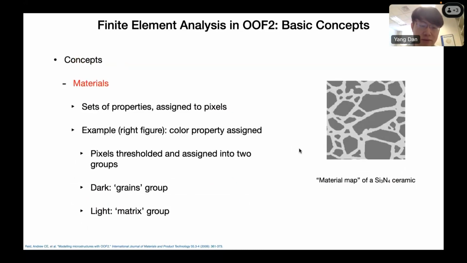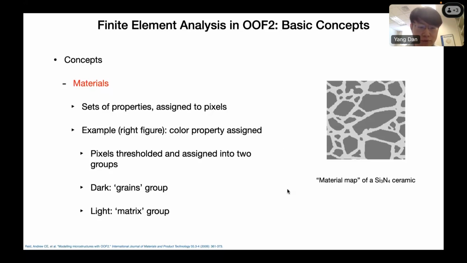And another thing that is important is the materials. In the UF2 software, it is defined as the set of properties which can be assigned to the pixels. For example, in the silicon nitride example I just showed, we can use the color property to be assigned to the pixels, which shows the different parts of the material. So the pixels are thresholded and assigned into two groups based on their color. In this process, we can create two pixel groups: a grains group, which are mainly the pixels that have dark color, and also a matrix group, which has lighter colors here.